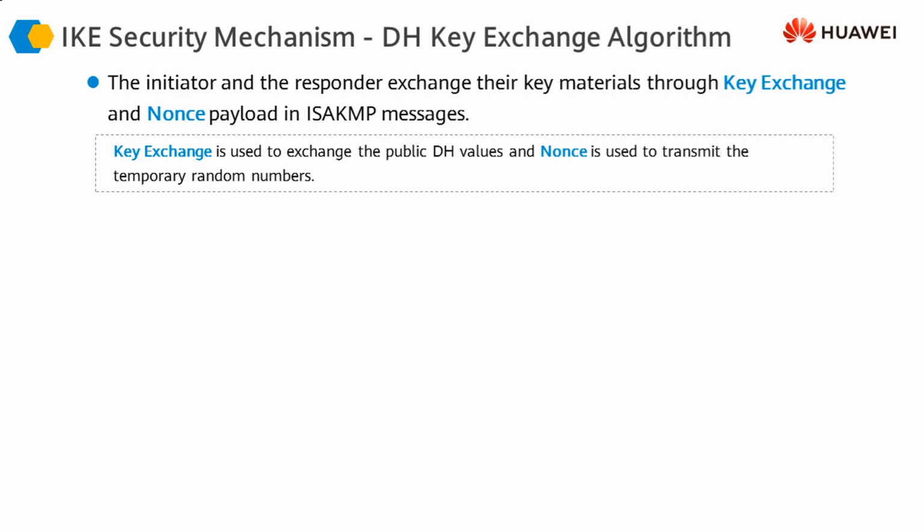Key exchange is used to exchange the public DH values, or Diffie-Hellman values, which are open to anybody. Generally it's a PKI, public key infrastructure, and nonce is the temporary random number that is used for generating the hash values or for encrypting the traffic. Don't delve too much into exactly what key exchange and nonce is. Just remember that these are the two payloads which are used for making the communication secure between the two peers.